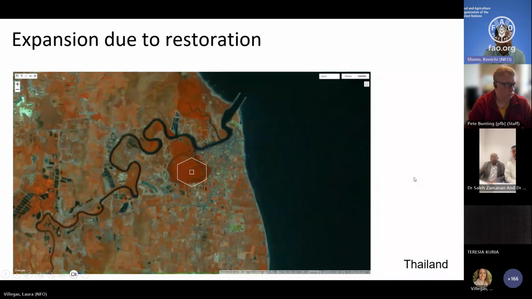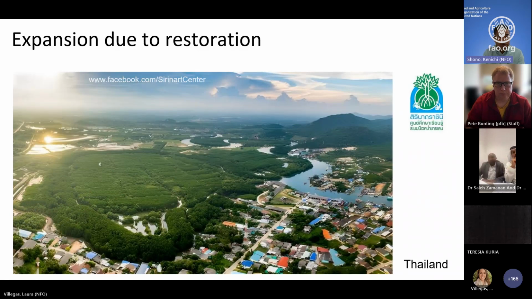And next, please. And this is 2020. Next, please. So if you look at this area from an aerial photograph, it's obvious that there's a significant regrowth of mangroves on abandoned aquaculture ponds. And this has happened because of active restoration efforts by an NGO. Next, please.